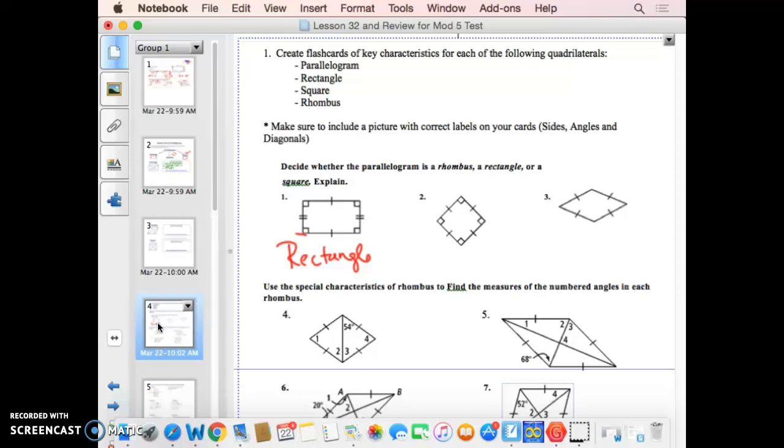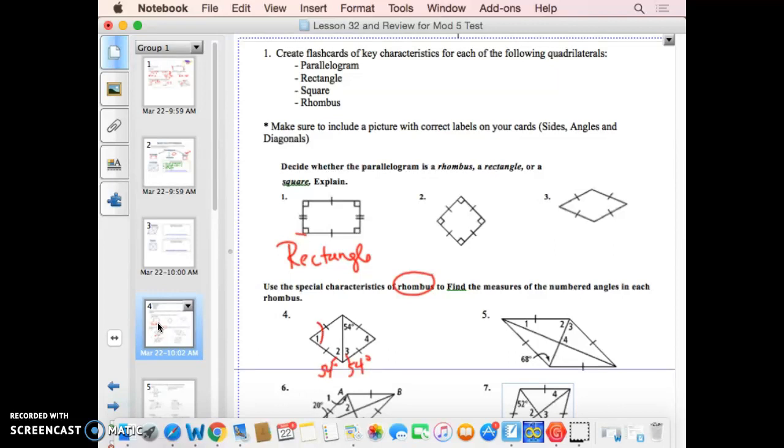Down here, you're going to use the special characteristics of a rhombus to find the measure of the missing angles. All of these are rhombuses, so you're just going to look at your rhombus notes to fill these in. What I know from my rhombus notes is that if this is 54 degrees, so is this, and so is this, because the diagonals bisect the angles. Okay, so this one's also 54 degrees.